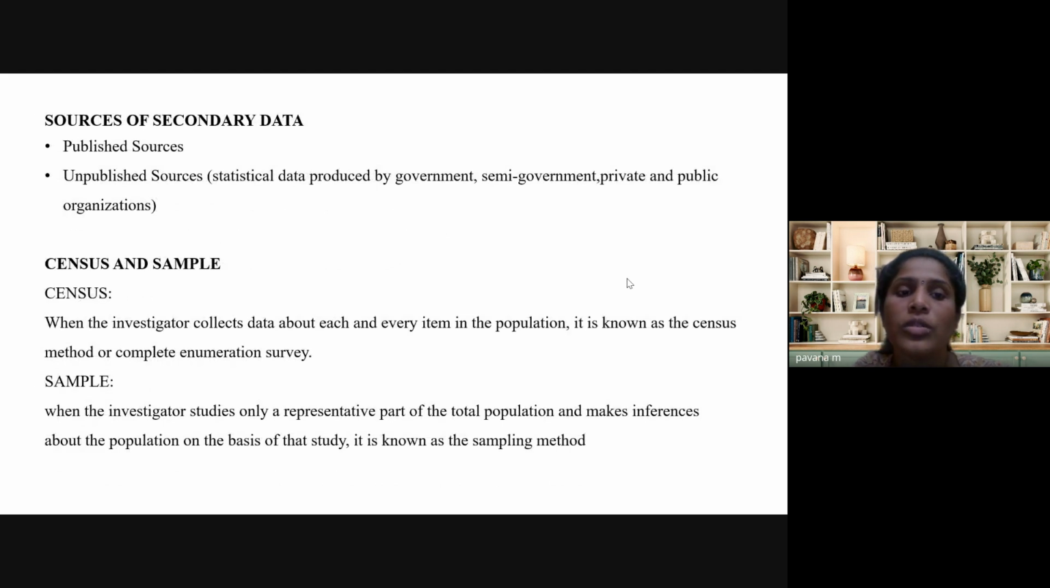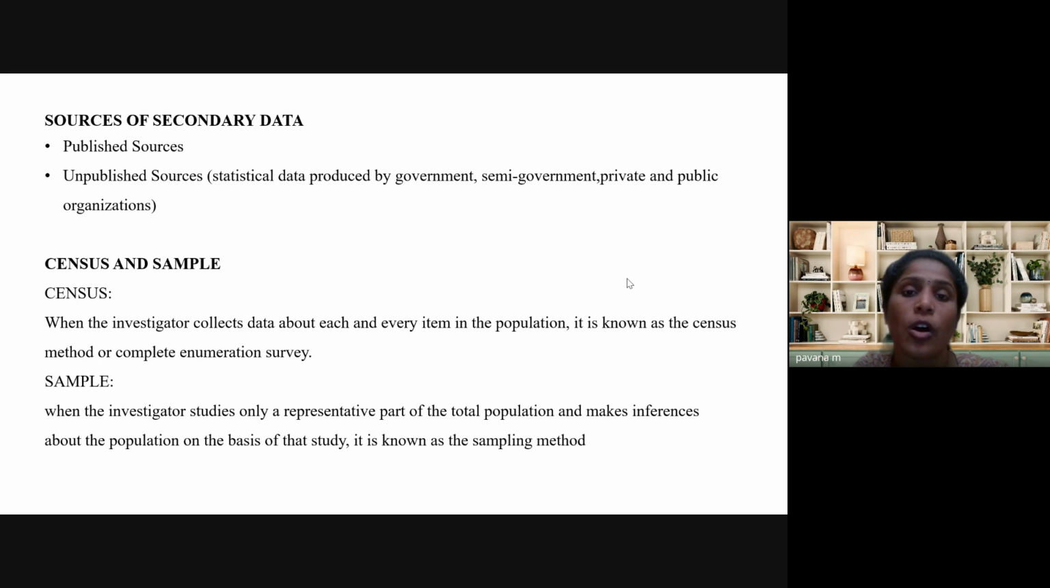And what are the sources for secondary data? As we discussed, for collecting primary data we have different methods, but secondary data is already collected, so we don't have any techniques for collecting secondary data. We have some sources for collecting the secondary data. So what are those sources? Published sources. Published sources means, as I already told you, newspapers, journals, business magazines. So these are the published sources.